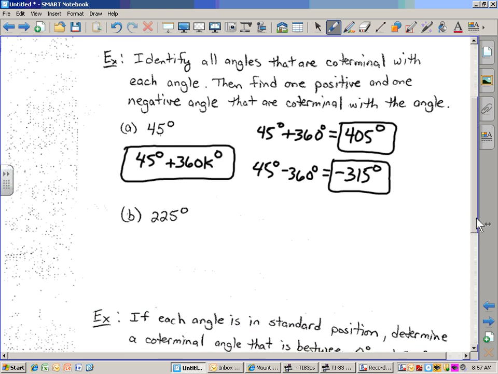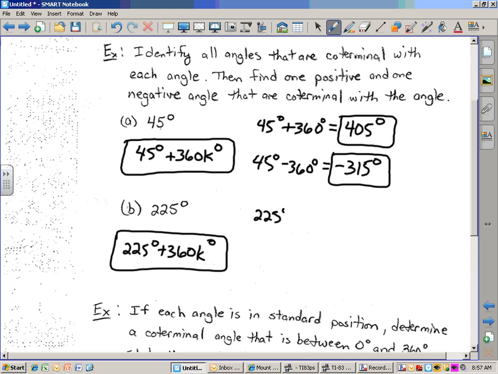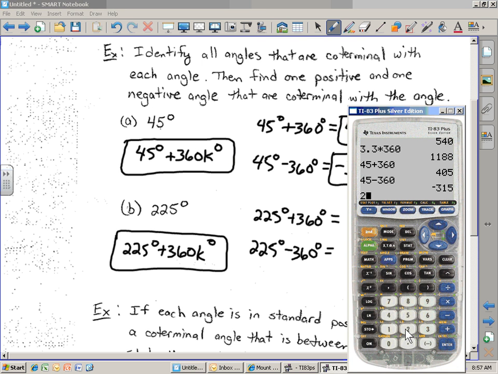Okay, let's talk about 225. All coterminals would be 225 plus 360k degrees. That's all of them. A positive, 225 plus 360. A negative would be 225 minus 360. So 225 plus 360, 225 minus 360. So 585 and negative 135.